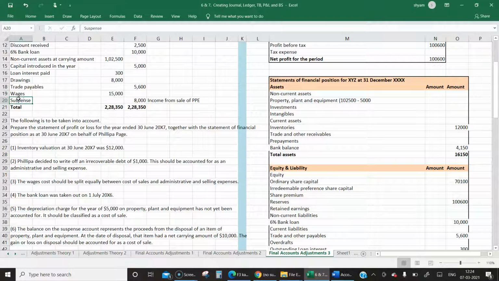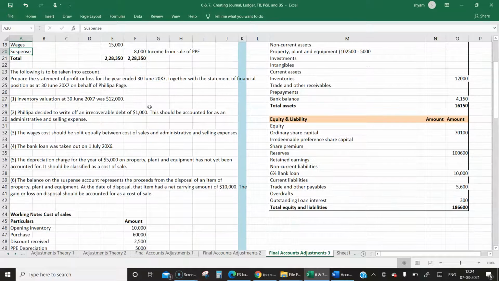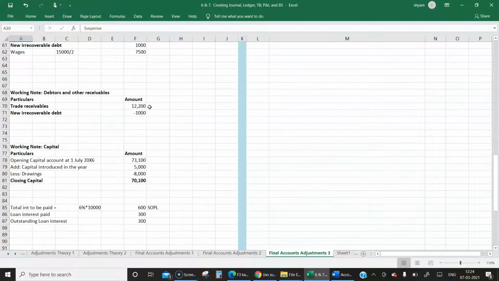And the last one is suspense. They say that 8,000 is the income from the sale of the asset. So again we have to create a working note for this too.